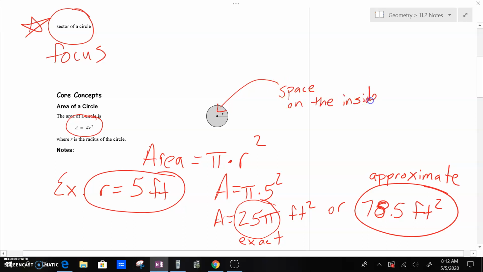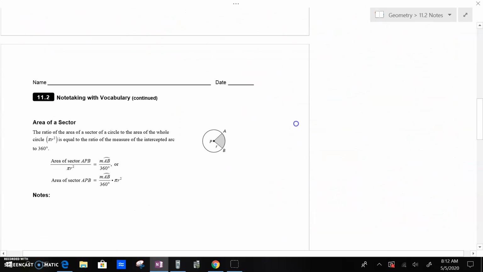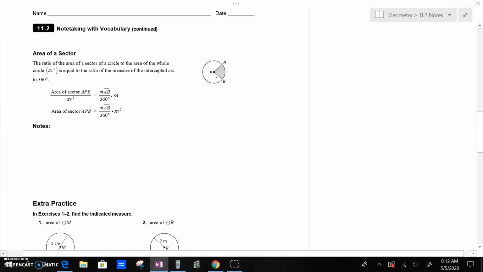And the reason I'm saying that is because what we're going to do now, so space on the inside, is we're going to talk about the area of a sector. So a sector is just a piece of the inside. So we're just looking for that shaded space, or the area of that pie piece, basically. So the area of that shaded amount, so that is our sector, and it's just a piece of the inside of the circle.